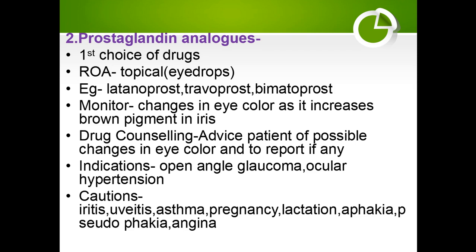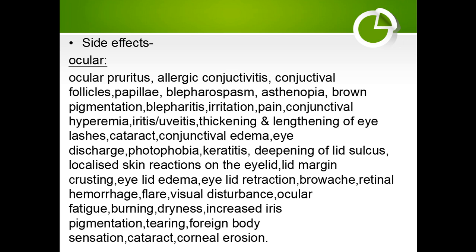Aphakia is absence of lens of the eye due to surgical removal like in cataract surgery, or due to a perforating wound or ulcer, or due to conditions like congenital anomaly, that is nothing but birth defects. Pseudophakia is nothing but having artificial or fake lens, and in case of angina.